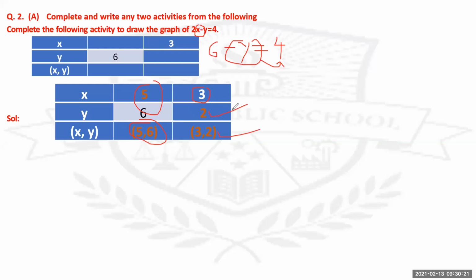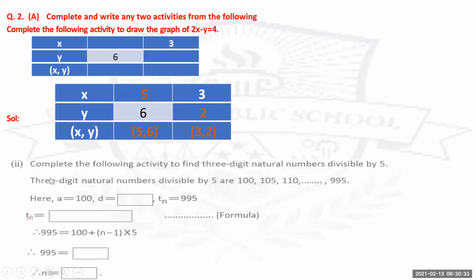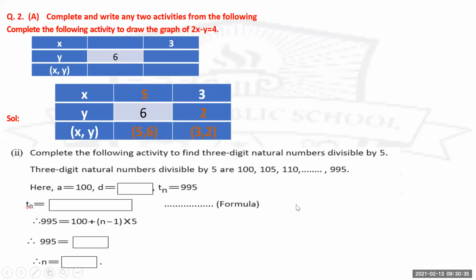Understood? Very simple questions. All the boxes are interlinked to each other. So you have to just check for the values and you'll get your answer directly. Now check. Next question here.